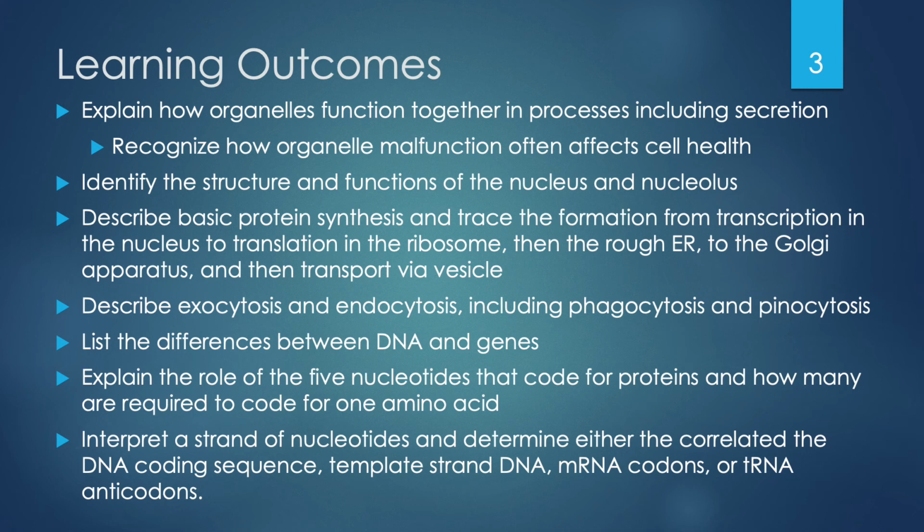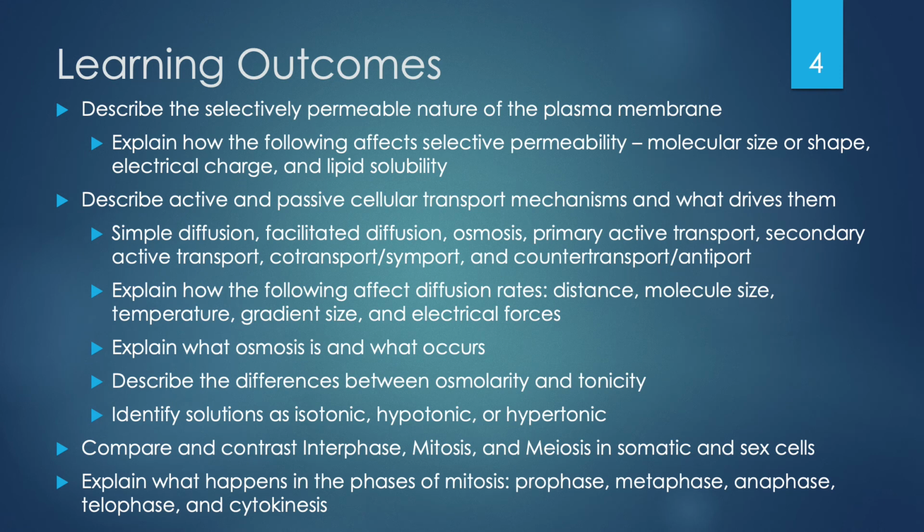You'll be able to list the differences between DNA and genes, explain the role of the 5 nucleotides that code for proteins and how many are required to code for one amino acid, and to interpret a strand of nucleotides and determine either the DNA coding sequence, template strand DNA, mRNA codons, or tRNA anticodons. The last learning outcomes for this chapter include to be able to describe the selectively permeable nature of the plasma membrane and explain how the following affects selective permeability: molecular size or shape, electrical charge, and lipid solubility.